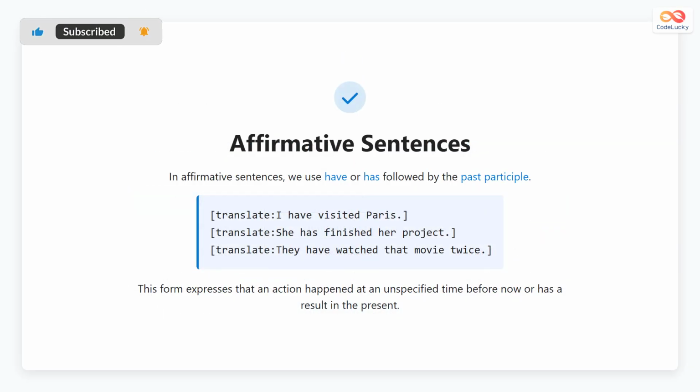To form an affirmative sentence in the present perfect, place have or has before the past participle. For example, I have visited Paris, she has finished her project, and they have watched that movie twice. These sentences express actions that happened at an unspecified time in the past or have a result that affects the present moment.